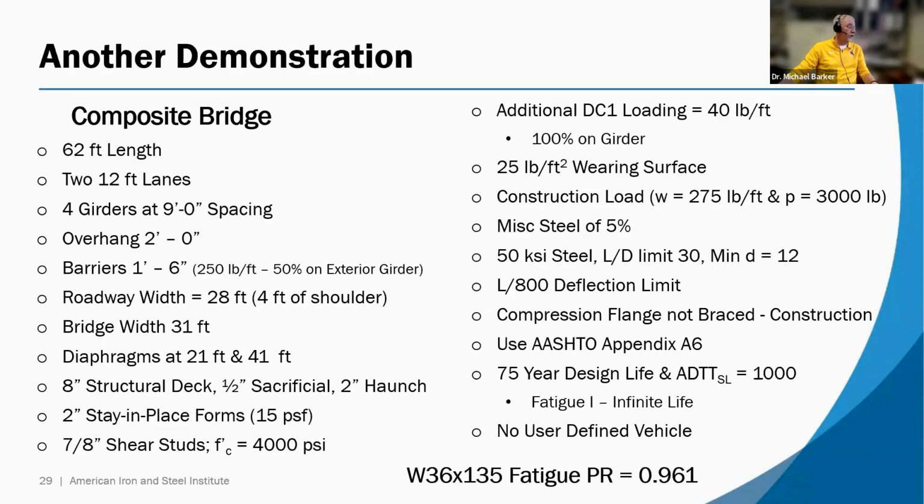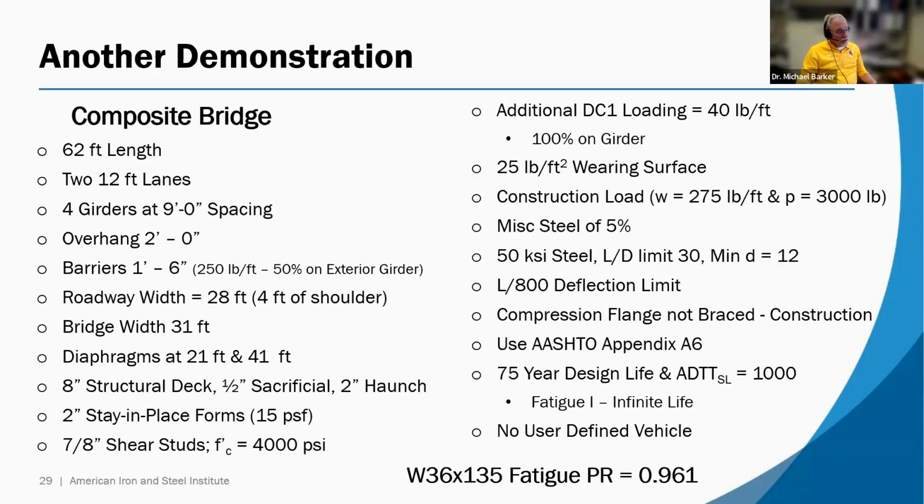Okay, let's look at another short demonstration. Because I said this does composite and non-composite, so this is a composite bridge. I made it a little bit longer, 62-foot length. It's about the same, two 12-foot lanes, but since it's composite, I want a little wider girder spacing, so I'm going to look at 4 girders at 9-foot spacing. If I wanted to try some other spacing, it's easy. I just change it and rerun it.